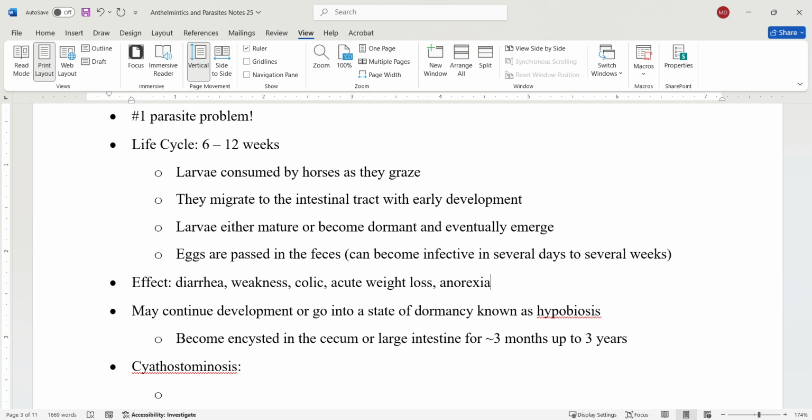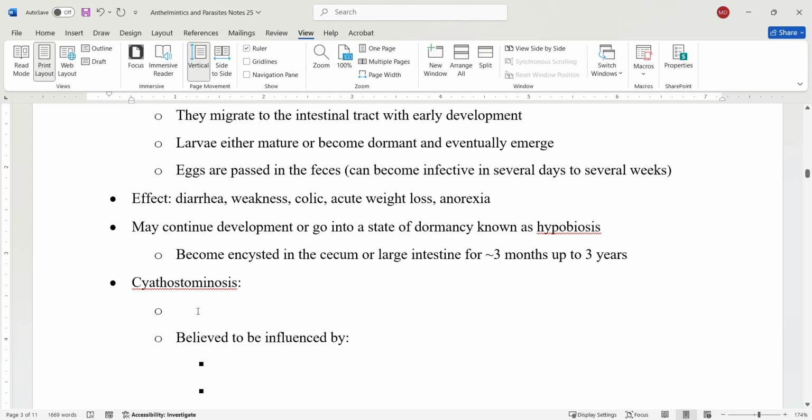They can stay there for 3 months or up to 3 years. An issue with this is that when they're in this state, burrowed into the intestinal lining, things aren't going to affect them, like our dewormers. The dewormer travels through, and the majority of dewormers aren't capable of reaching those parasites. But one issue we might see is something called cyathostominosis. This is ultimately a mass emergence of these arrested, hibernating stages of the encysted larva.